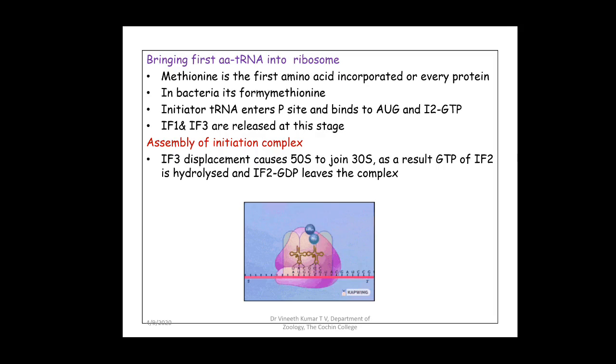As we said earlier, you can also see the video which is being played here. IF3 displacement causes the 50S to join the 30S. As a result, the GTP of IF2 is hydrolyzed and IF2 GDP is leaving the complex. So this is what is happening, and this is the end of the initiation of translation.